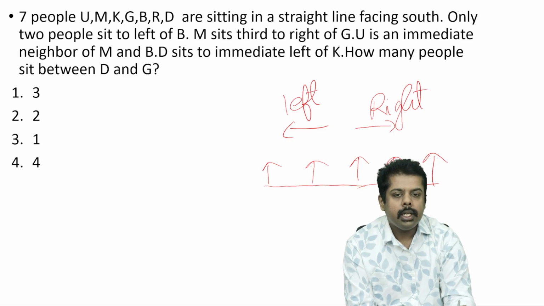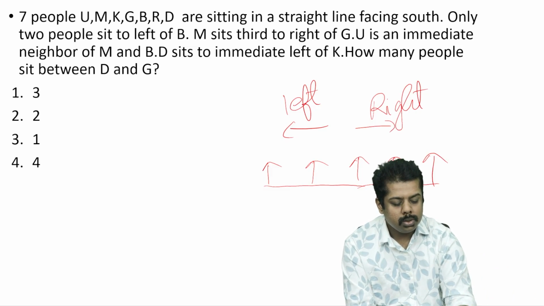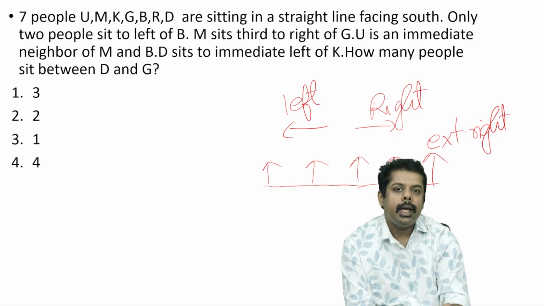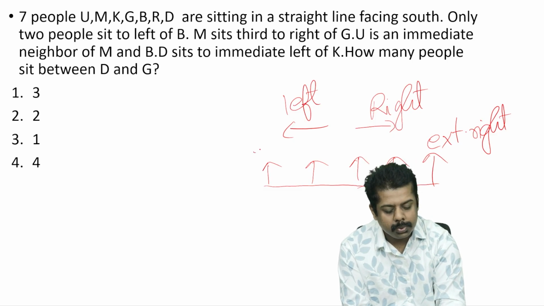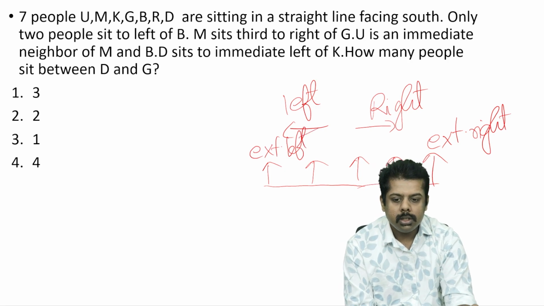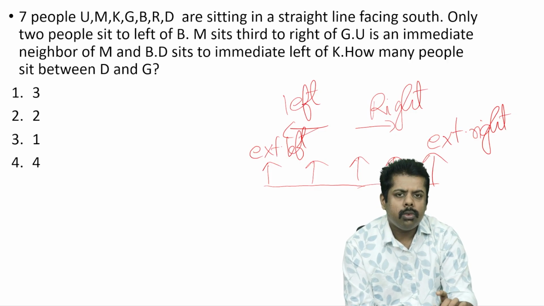Then we just need to know which position is the extreme right and extreme left. As you know, right is towards the east, so the last position on that side is our extreme right position, and the extreme left is the last position on the left side.